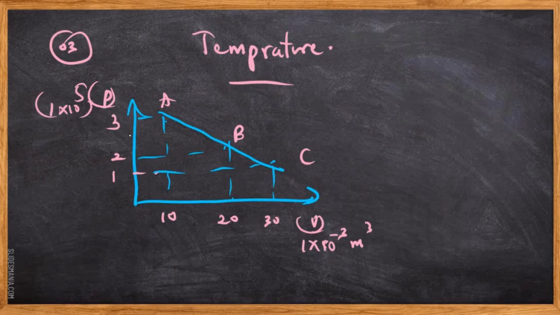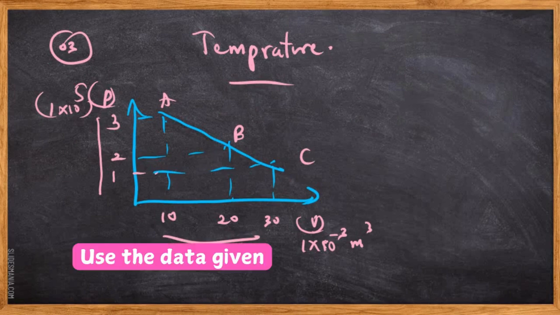Remember, when you are getting a question like this, they are giving you the data, so we have to use the data. They are asking us to compare the temperatures A, B, C, which temperature is highest, let's say TA, TB and TC.